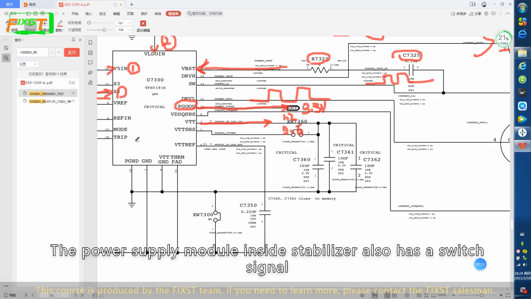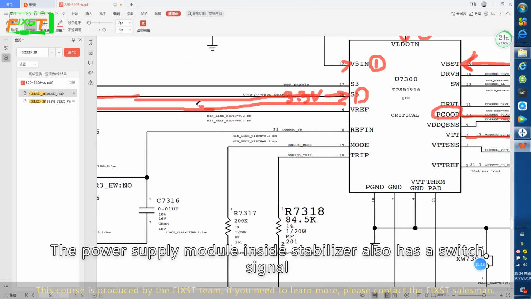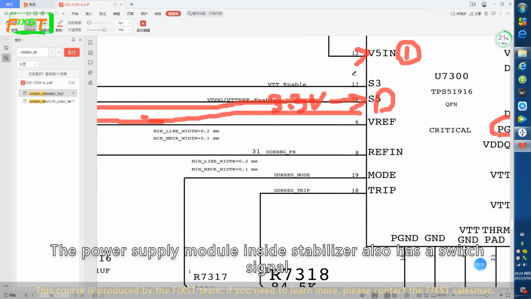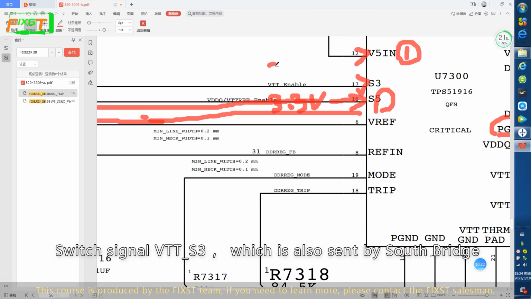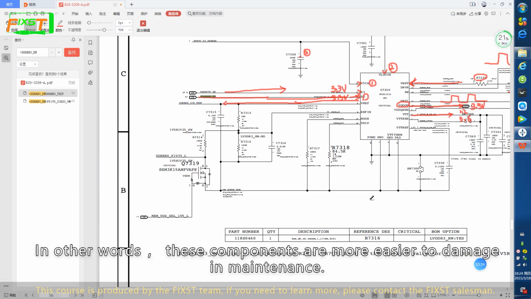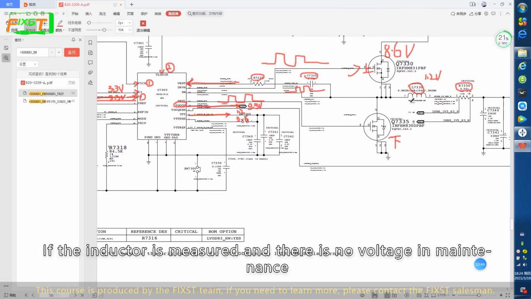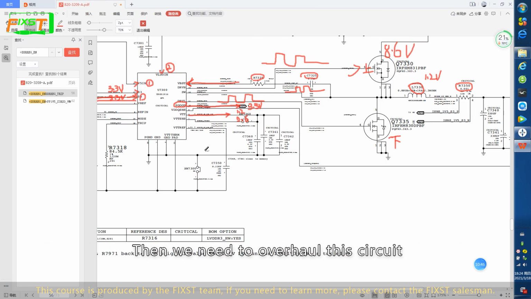The power supply module inside the stabilizer also has a switch signal. Switch signal VDD S3, which is also sent by the soft bridge. In other words, these components are the easiest to damage in maintenance. If the inductor is measured and there is no voltage in maintenance, then we need to overhaul this circuit.